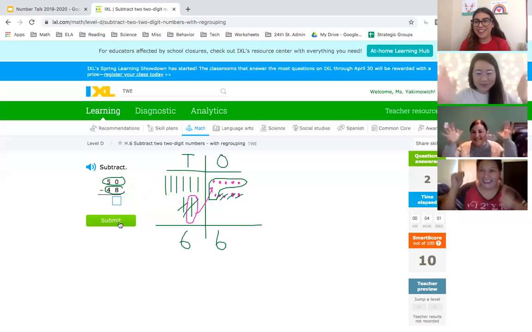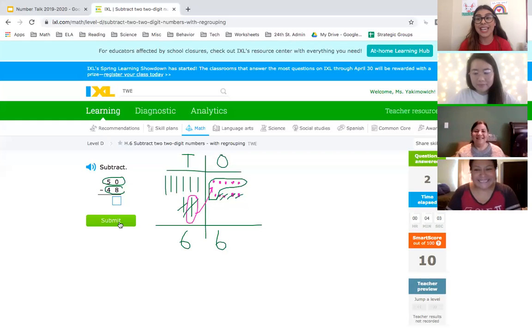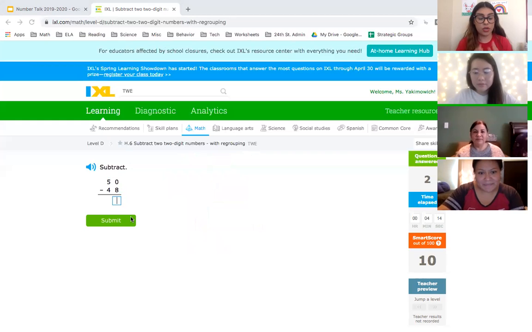Yay! Okay, now I remember that I need to take away that tens place. Just because I regroup does not mean I got the entire answer. There's still more. Okay, let's try a different strategy. We're going to try the strategy of a number line.